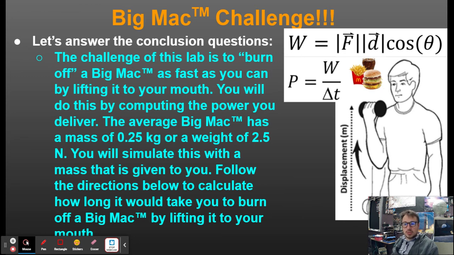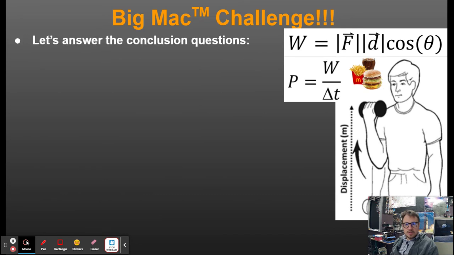Follow the directions below to calculate how long it would take you to burn off a Big Mac by lifting it to your mouth. So the idea is that every time you're lifting something, you are delivering power to your muscles. You're transforming that energy from chemical potential into kinetic and gravitational potential energy. Well, energy in a Big Mac is stored. How long would you have to lift a Big Mac up to your mouth in order to burn that off?